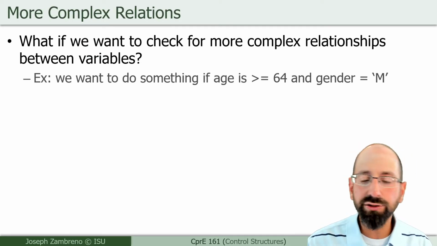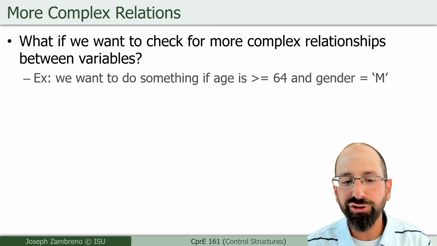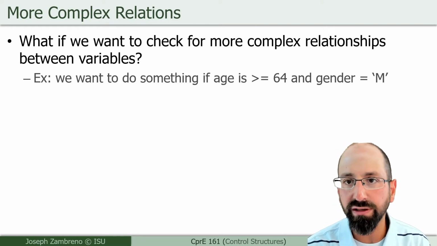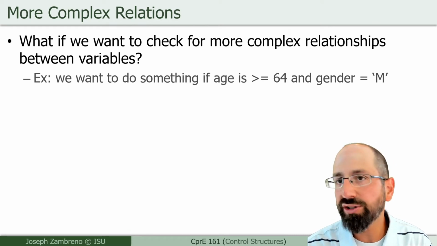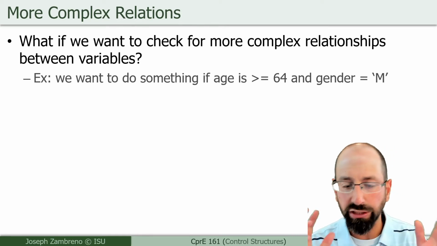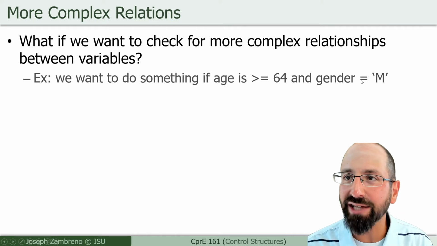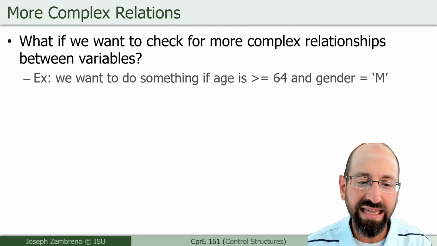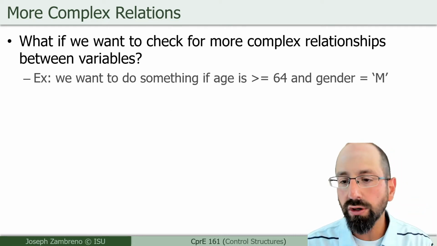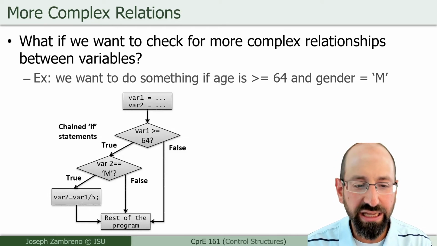So we can check if something is true, something is false. We have our relational operators. It's very common we want to kind of check more complex relationships between variables. For example, if we want to check if something or someone is age greater than or equal to 64 and their gender equals male. Here I use just the equal sign, well, because I'm being casual here. That's equals M in this case here. We can always do so via nesting our if statements together, nested or chained if statements.